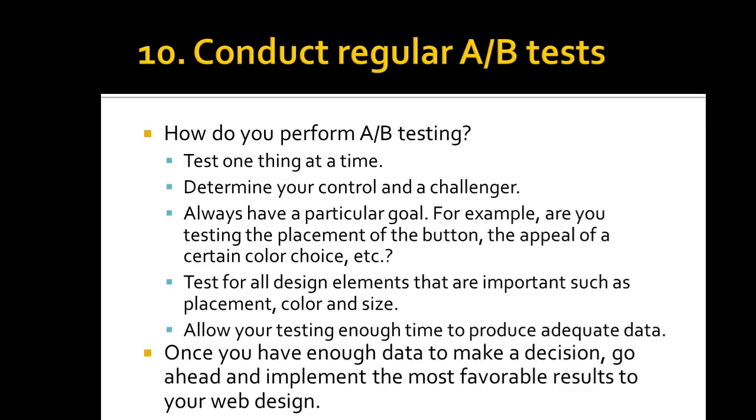How do you perform A/B testing? Test one thing at a time. Determine your control and a challenger. Always have a particular goal. So the control is your basis, and the challenger is something that you think would challenge, would more or less beat the performance of the control. So always have a particular goal.